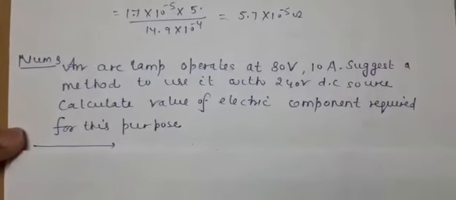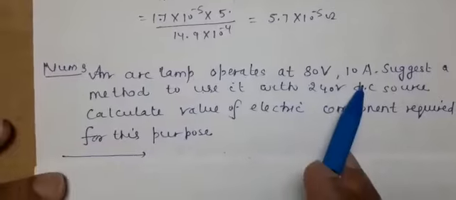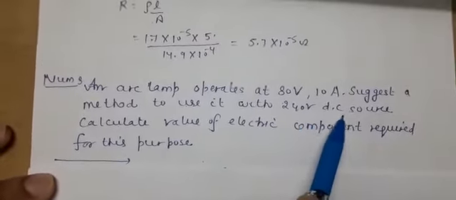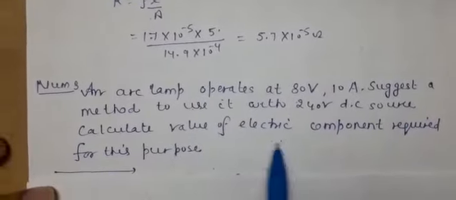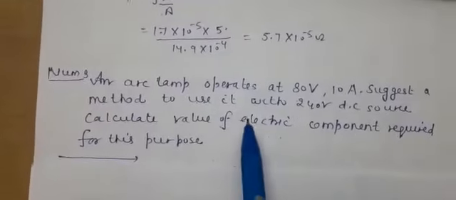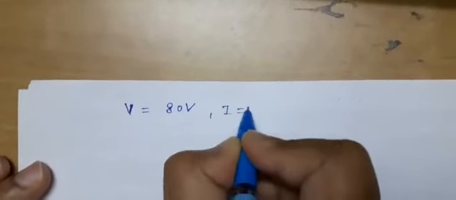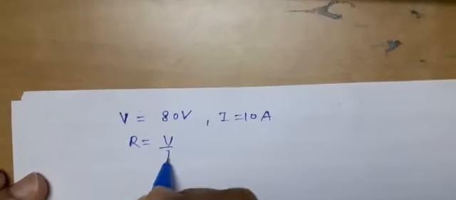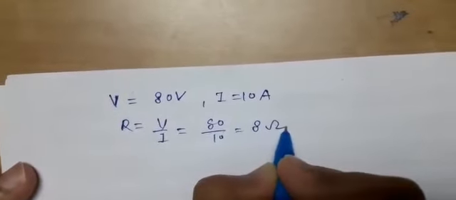So now the next numerical. An arc lamp operates at 80 volt and 10 ampere current. Suggest a method to use it with a 240 volt DC source. Calculate the value of the electric component used for this purpose. Here, the lamp operates at a voltage of 80 volt and the current is 10 ampere. So first of all, what will be the resistance of this arc lamp? This will be 80 upon 10, 8 ohm.